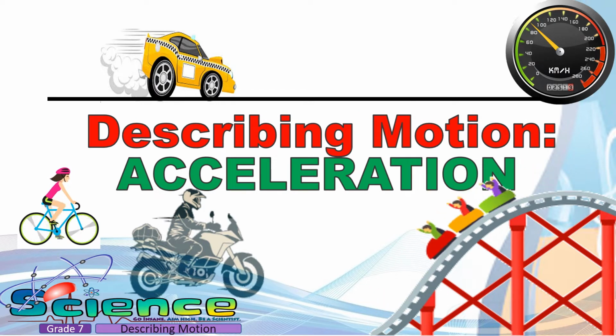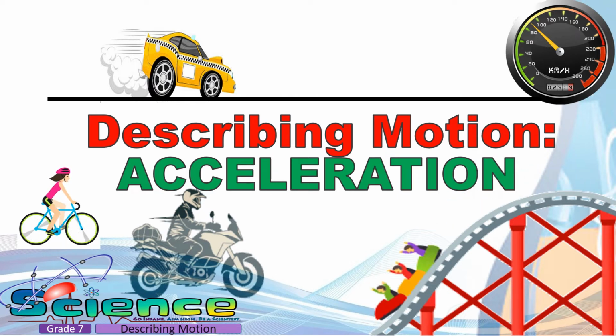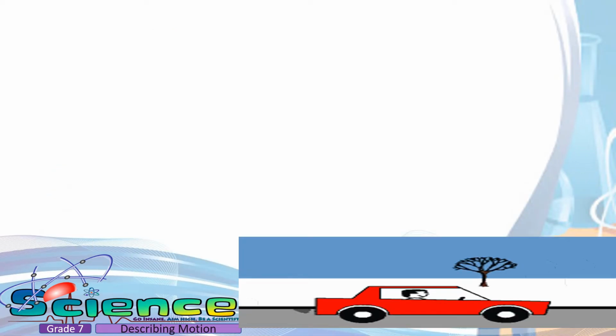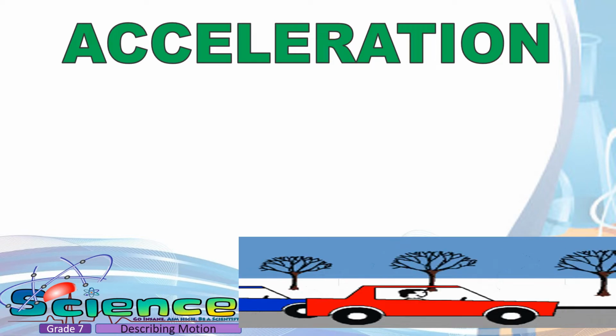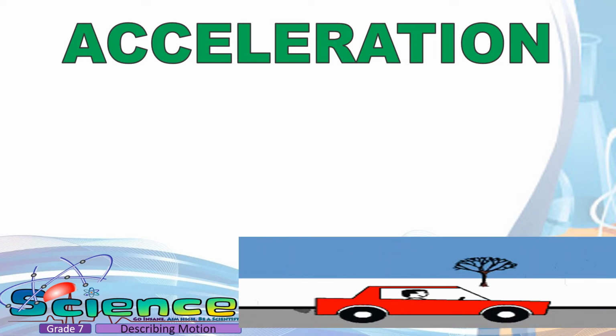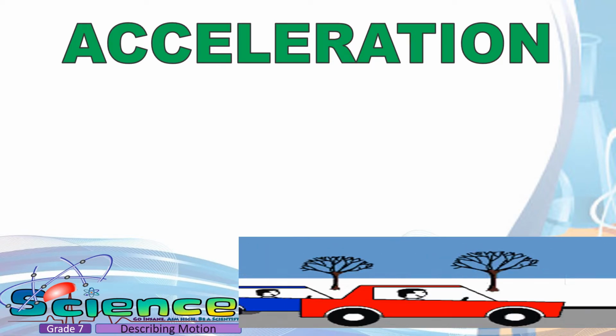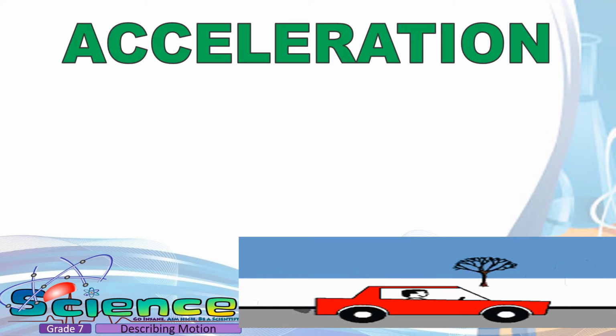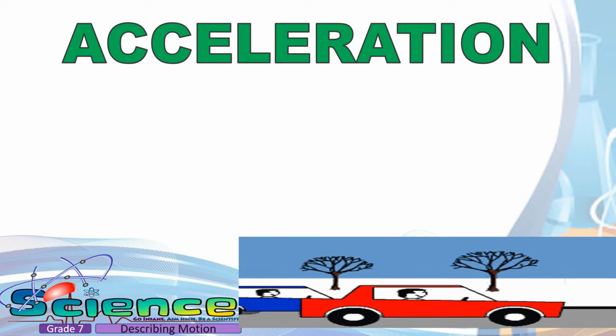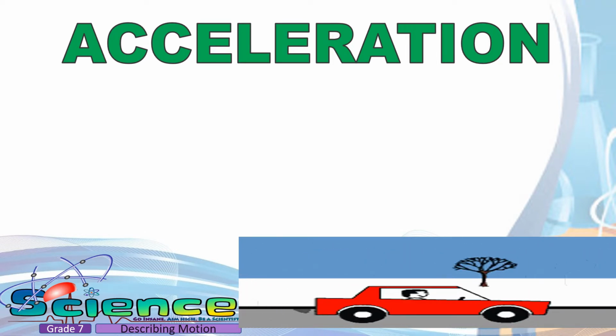Objects do not always move at constant velocity. Objects do change their speed, directions, or both. When objects change their speed or velocity, they are said to be accelerating. Acceleration is usually associated with a change in speed. When something speeds up, we say it accelerates. But acceleration involves more than a change in speed.